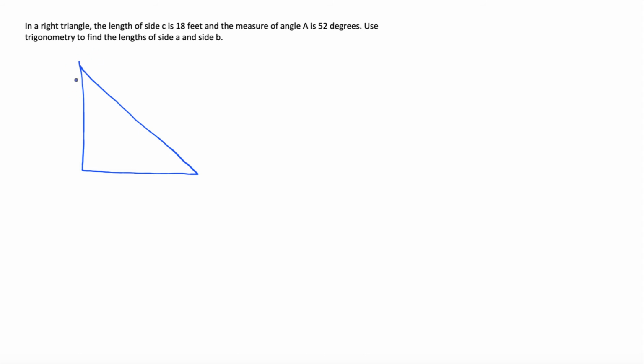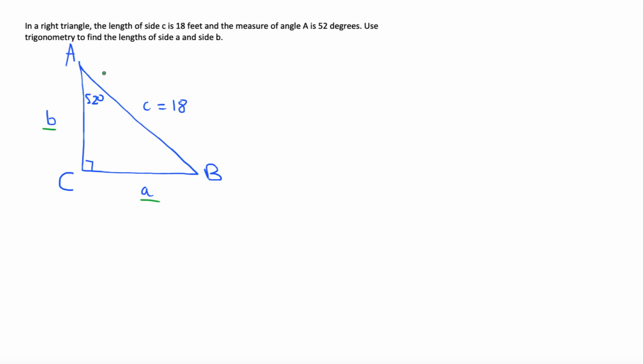Now it doesn't really matter which one we call A and B. Okay, so I'll call that one A and B. Usually we leave C for the right angle here. Now notice I use capital letters for the angles, and I'll use lowercase letters for the sides, right? I got A, B, and C. Now we are given that C is 18 feet here, and we're given angle A, which is 52 degrees. Okay, notice in this case we want to find the length of side A and side B.